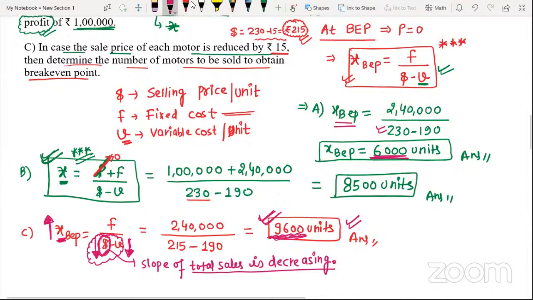So very simple, directly based on the formula. This question was directly based on the formula, a very simple question. Now we will take our next question.